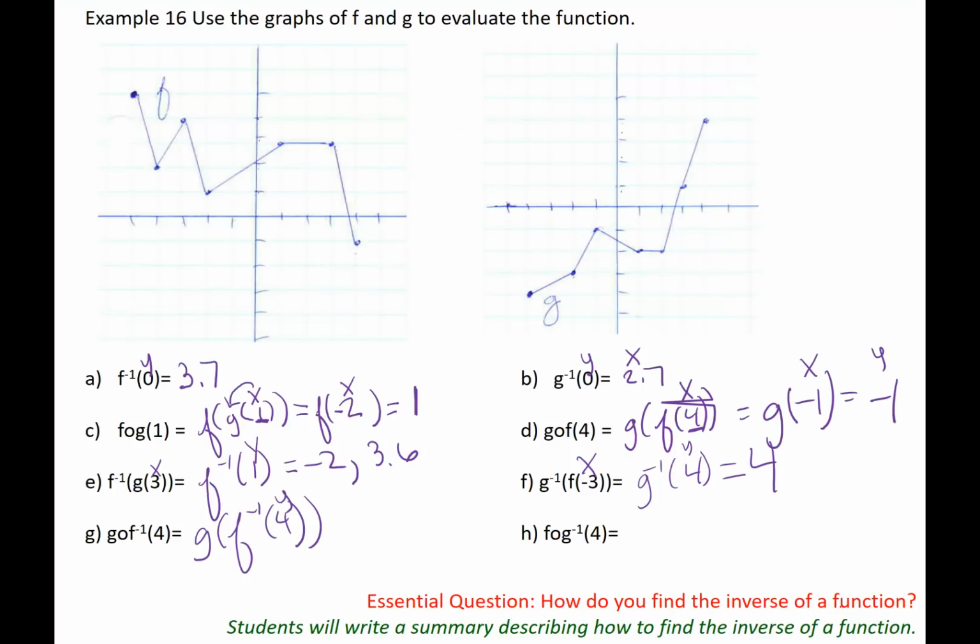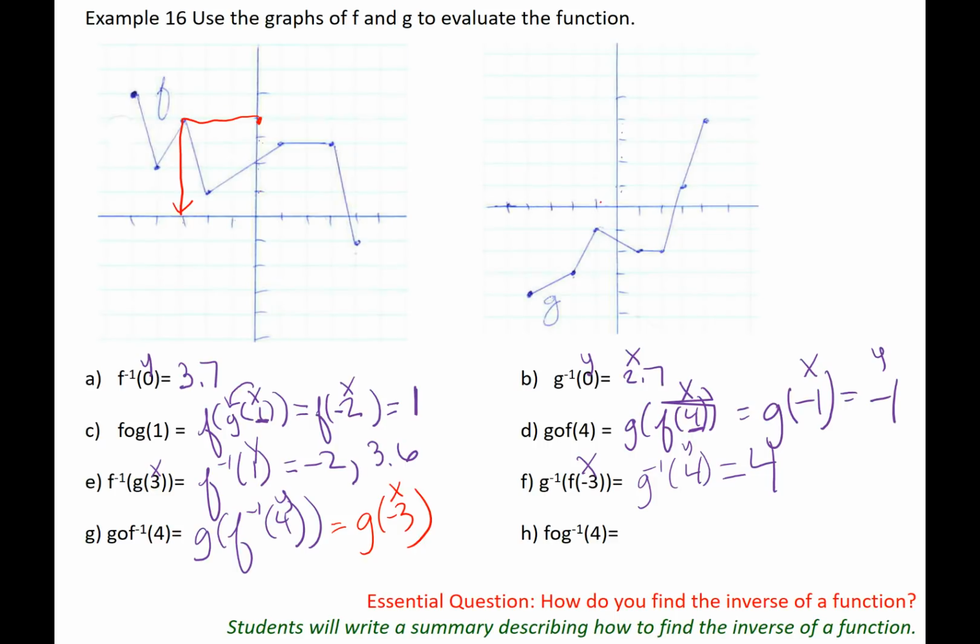Okay, so I'm going to go to the y-axis at 4. I'm going to find where I hit the graph, and I'm going to trace it down. And it looks like that's at -3. So g of -3. And because there's no inverse, this is an x value. So I'm going to put in an x and get out a y.